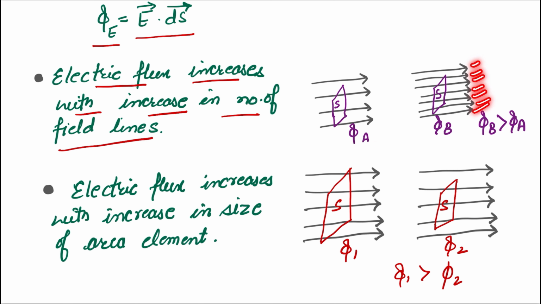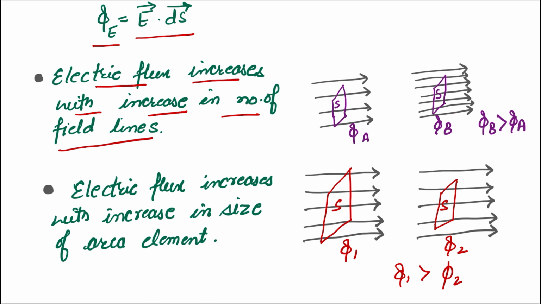The strength of the electric field is directly dependent upon the number of electric field lines. If you increase the number of electric field lines, it means that you are increasing the electric field, right? So in this case, only 4 lines are here, and in this case, 7 electric field lines are there, right? So if E has increased, phi E will increase. So phi B is greater than phi A, because in case of phi A, the number of electric field lines are less as compared to phi B.